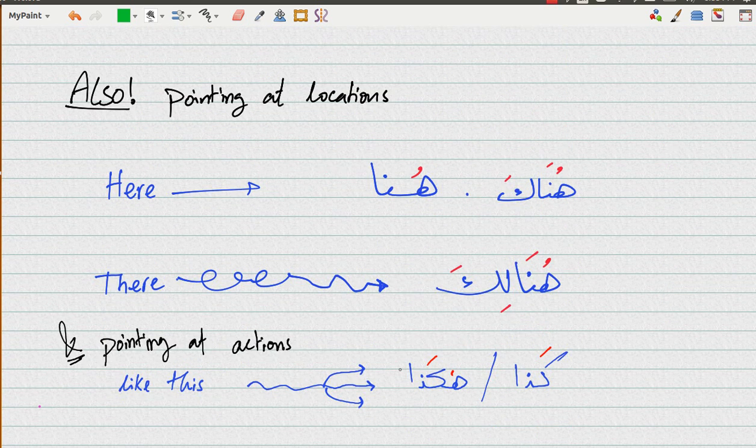Moving on. More of these pronouns are used to point at locations. If we're going to say something is here, we'd say هنا, here. هنالك is there. هناك also means here. هنا means here, هنالك means there.